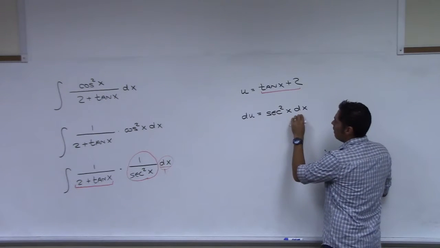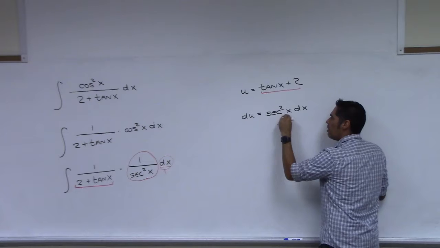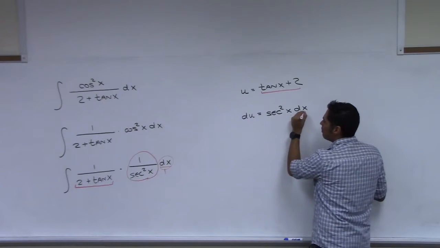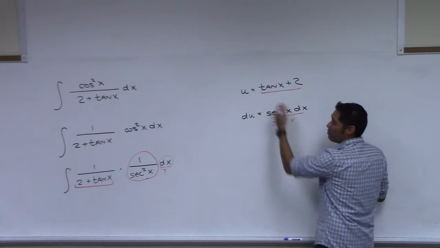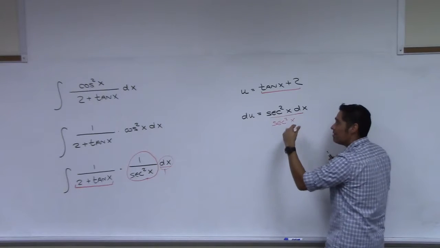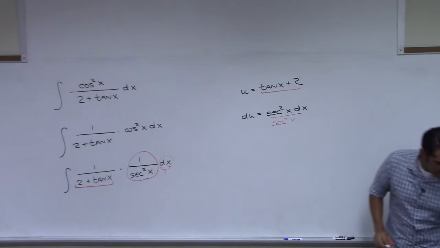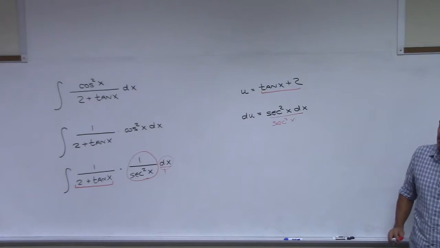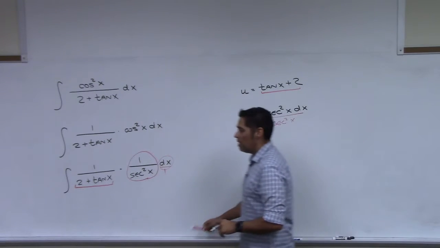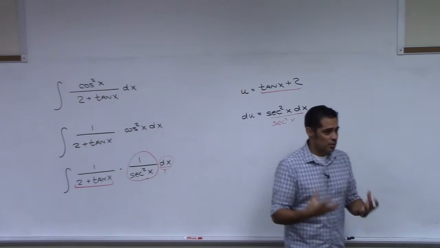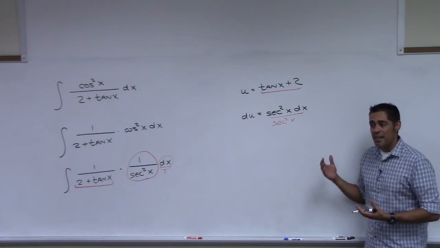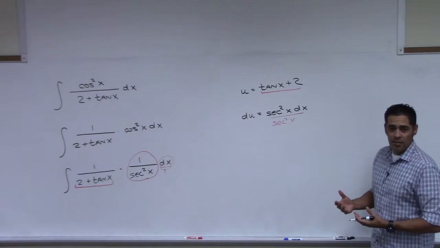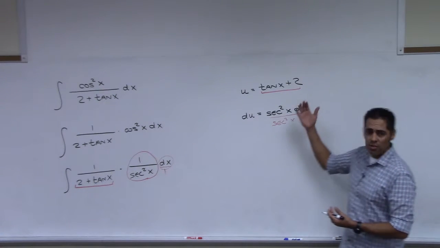Here, I don't have that. I have secant squared times dx. I need this secant squared on the bottom. But if I divide through by secant squared x, it goes away, right? And that's not what I want. I want it to be on the bottom. So I told you in step 3 that the derivative must not be in the denominator and can't be trapped, right? And in this case, it is. So what does that mean? That means that this substitution doesn't work.